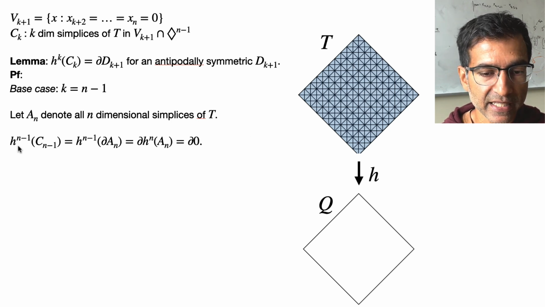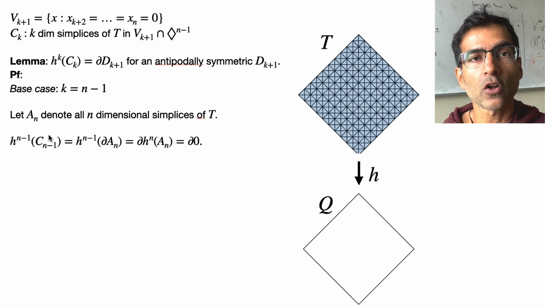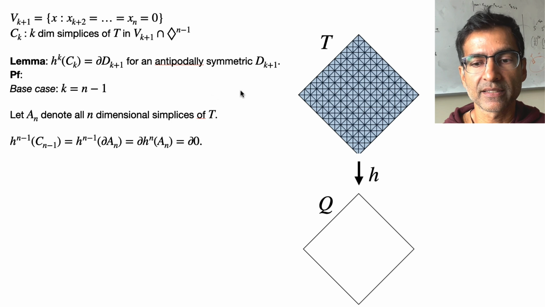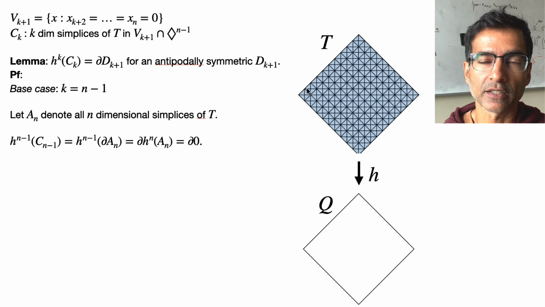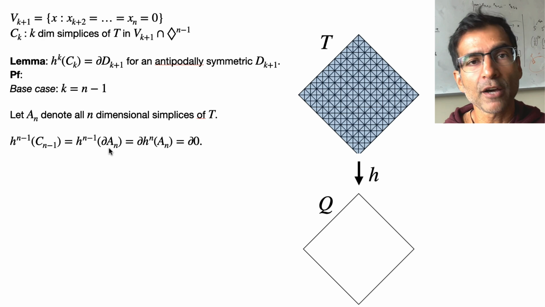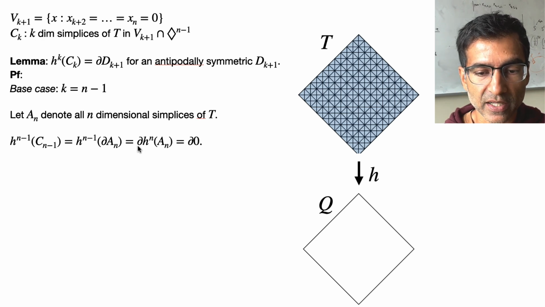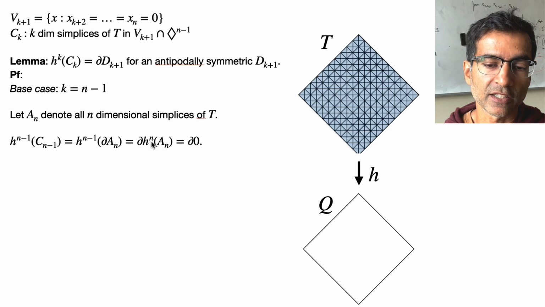Then you see that h_{n-1} of c_{n-1}, well, what is c_{n-1}? It's all the n minus 1 dimensional simplices that lie on the boundary of T. All of the n minus 1 dimensional simplices that lie on the boundary. That's exactly equal to the boundary of a_n. Okay, it's the boundary of a_n. But the boundary operator and the h commute with each other, so I can switch that to write the boundary of h_n of a_n.